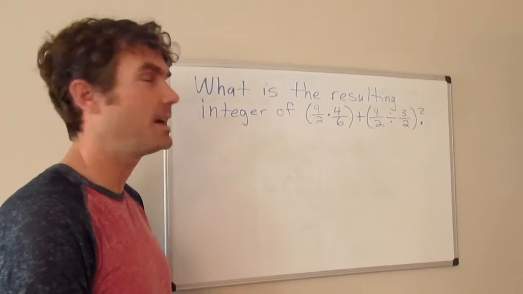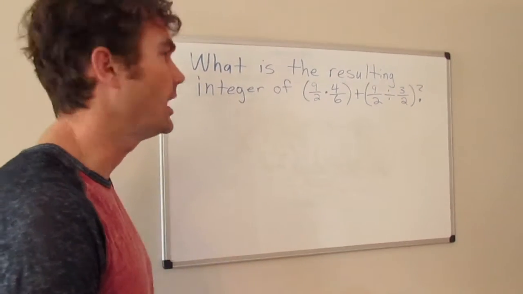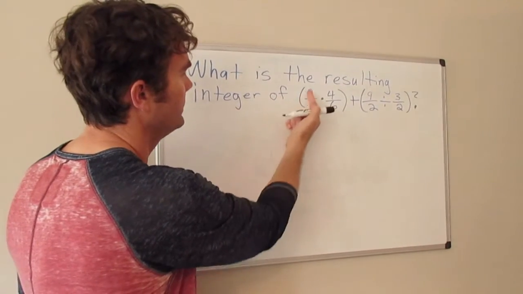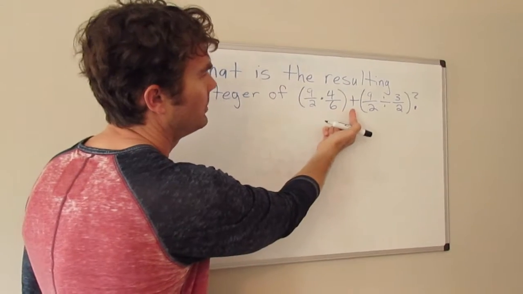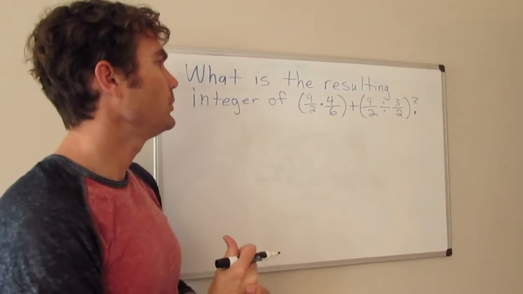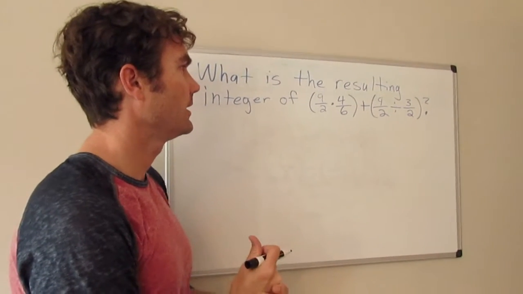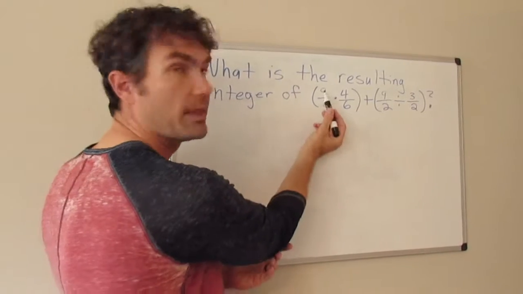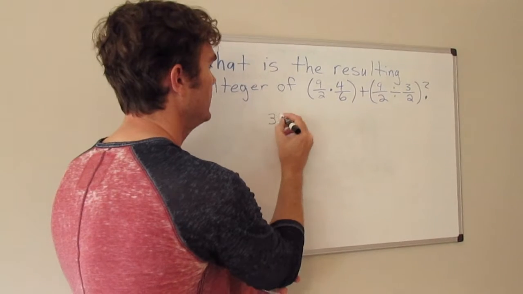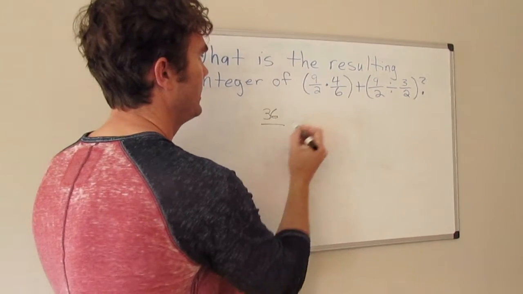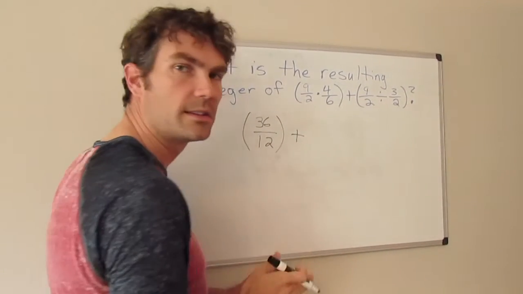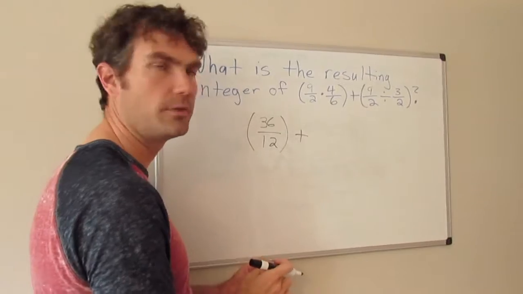In our second problem today, we'll be multiplying and dividing fractions. The question is, what is the resulting integer of 9/2 times 4/6 plus 9/2 divided by 3/2? Now, when we are multiplying fractions, remember we're going to multiply the top times the top and the bottom times the bottom. So 9 times 4 is 36, and 2 times 6 is 12. Keep everything the same as it was until you're ready to move to the next step.